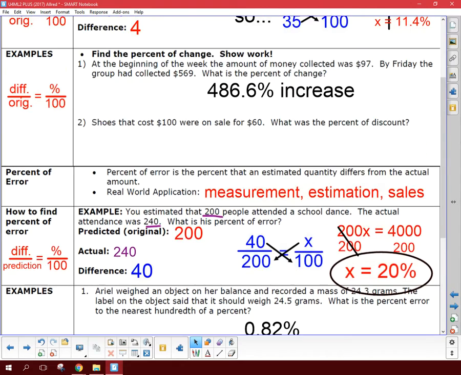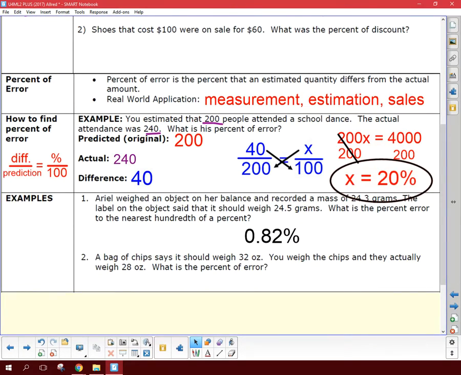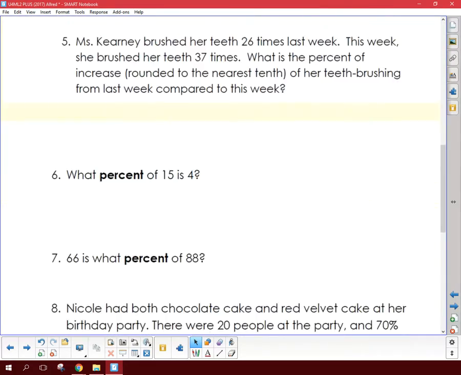So that was just a couple examples of some percent of change problems. In stations tomorrow, we'll definitely do number 2, and then we'll go to the back and do some of these review problems on the back.